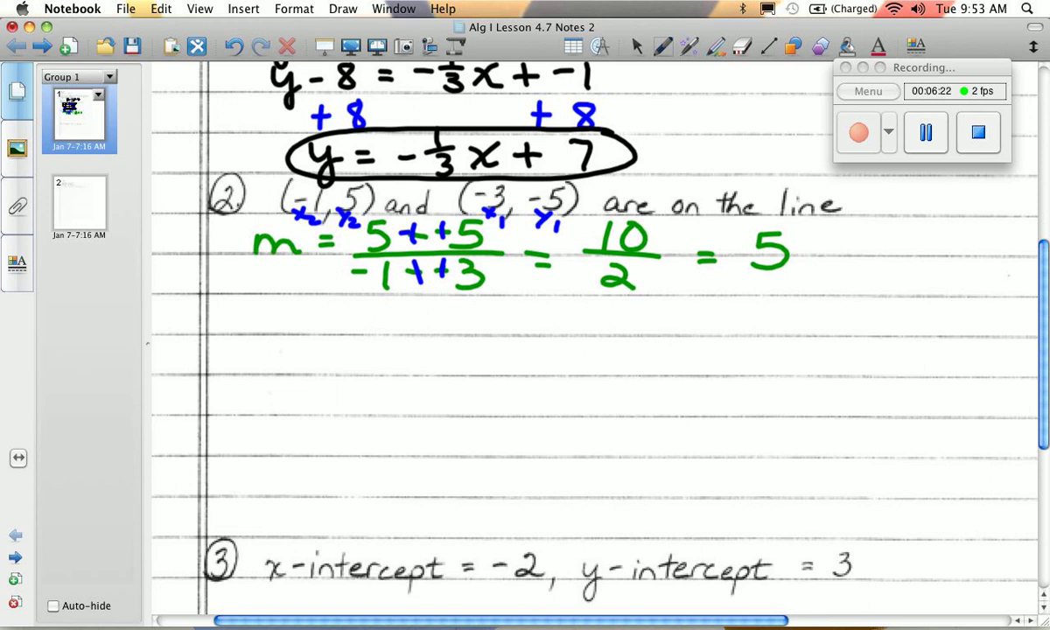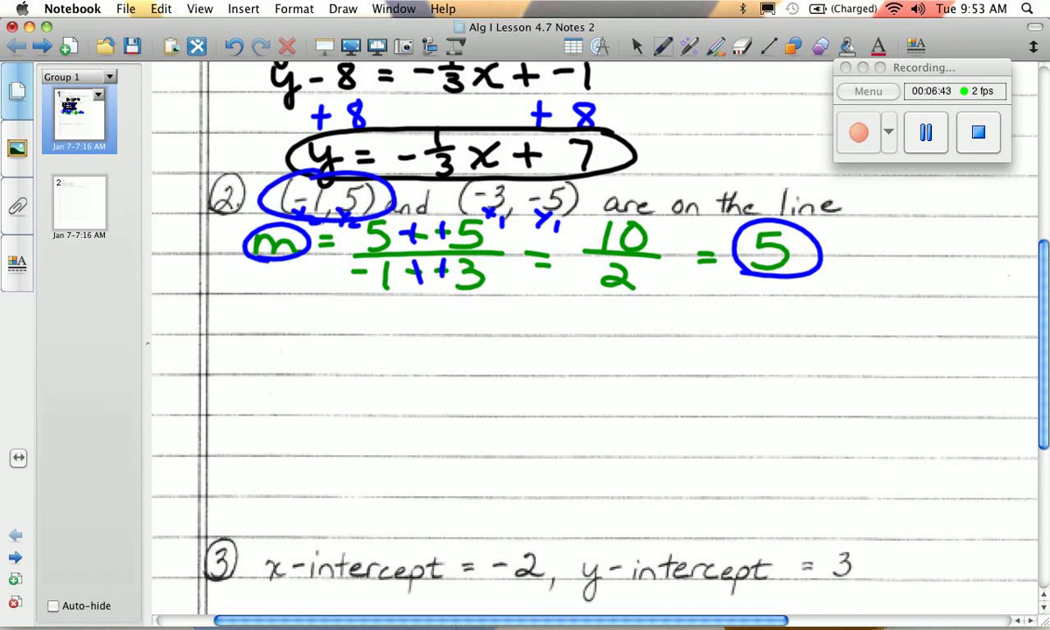So which point do you want to use? Does it matter? Should it matter which point we use? No. So which one do you want to use? Negative 1, 5. First one? Yes. All in favor of the first one? Thumbs up. Okay, let's go. We know that m is 5, okay? And we're going to use the first point that was decided.